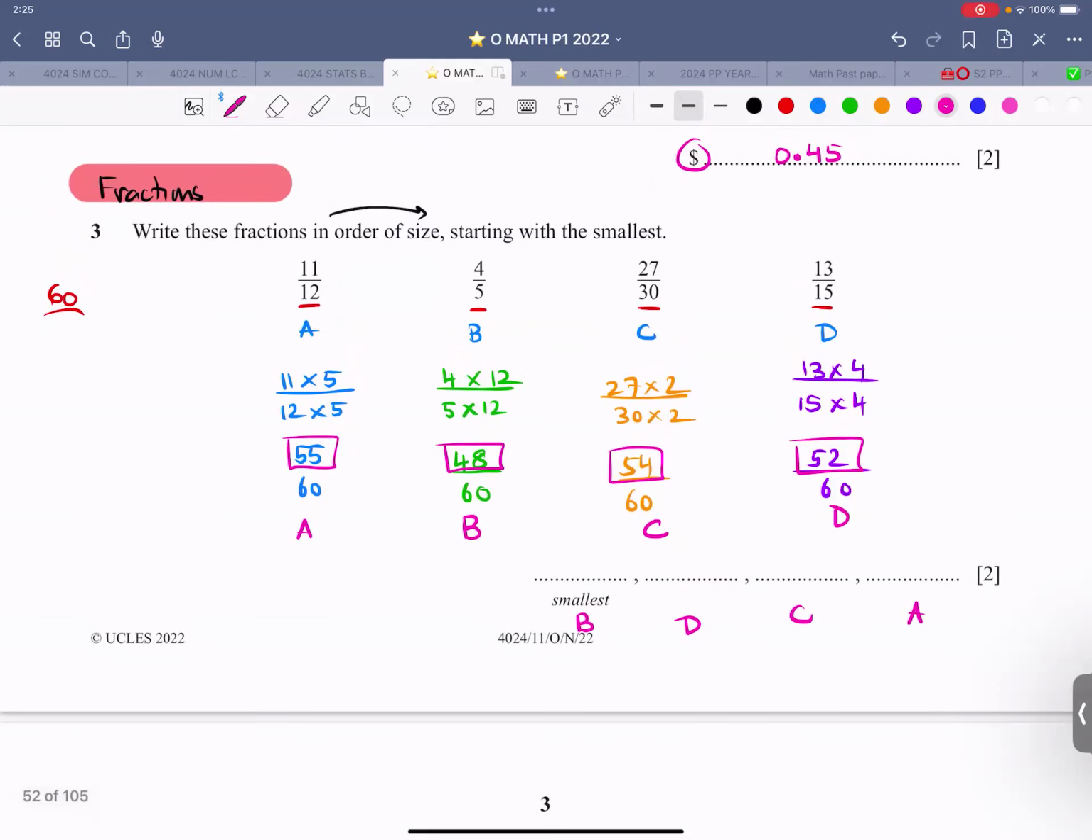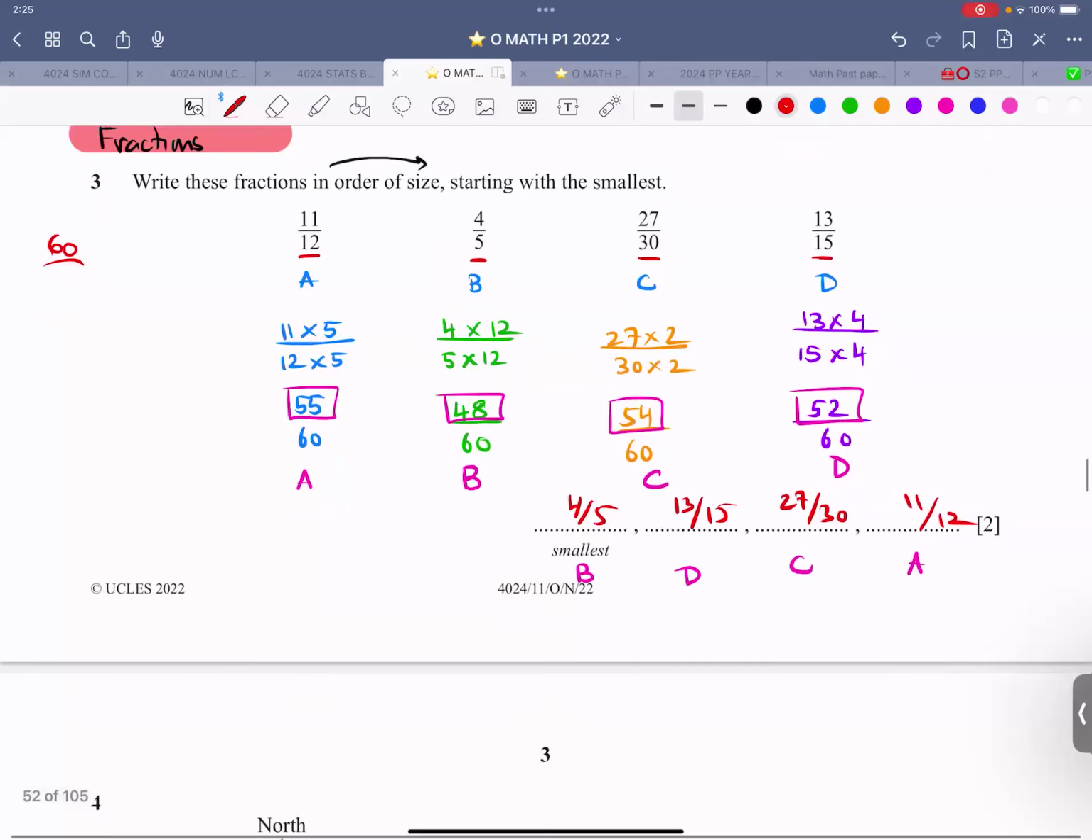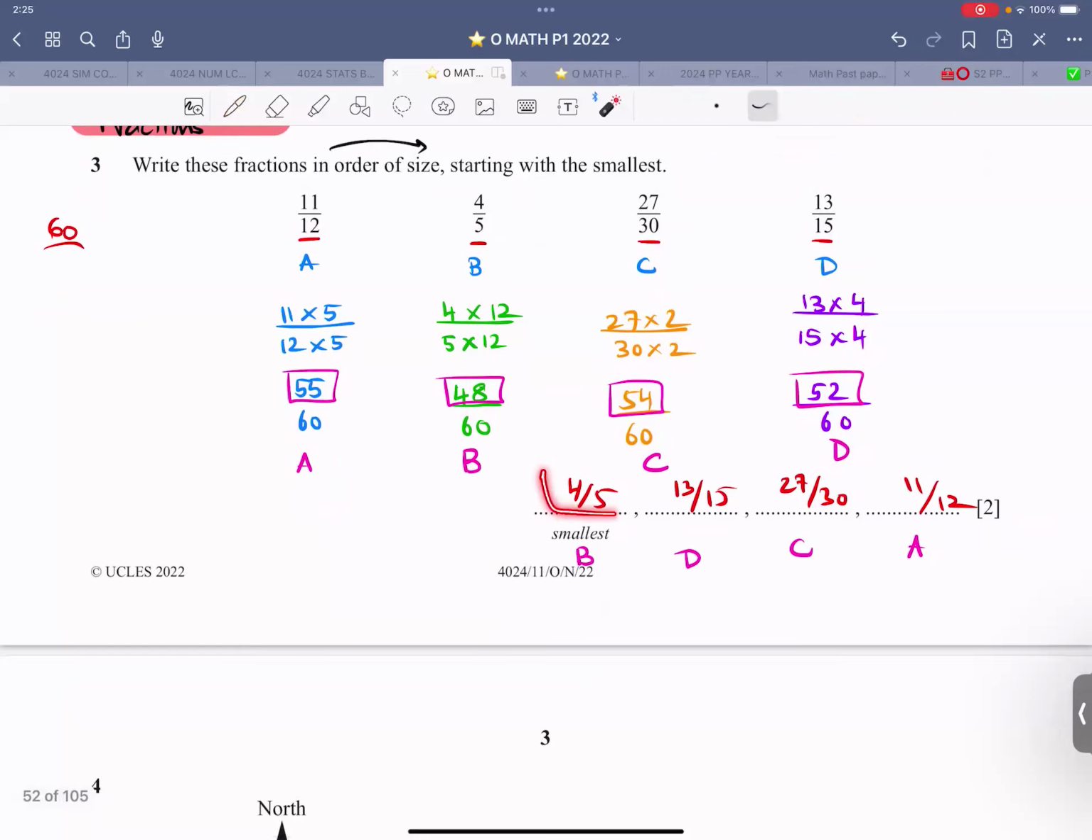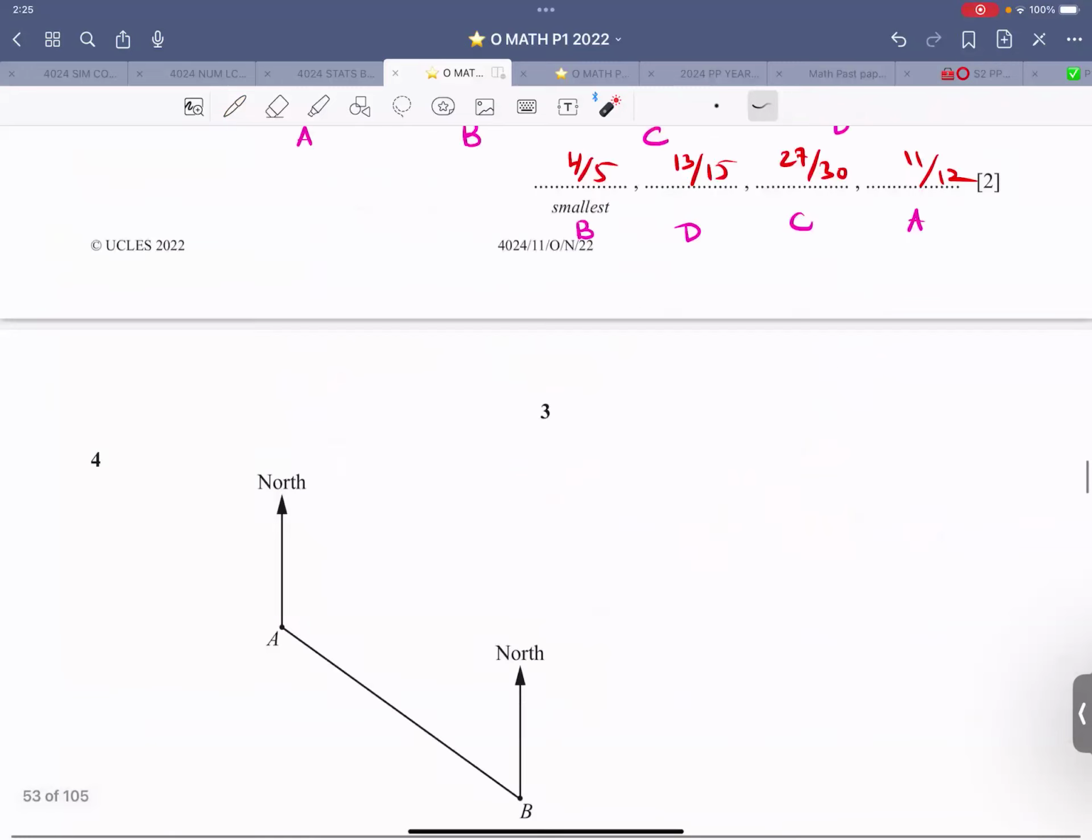So let me write the final answer. What is B? B is 4 over 5. And D is 13 over 15. What is C? 27 over 30. What is A? 11 over 12. So that's how you will write it. Always remember to write the original fractions that were given, which are 4/5, 13 over 15, 27 over 30, 11 over 12. So question number 3 is also completed.